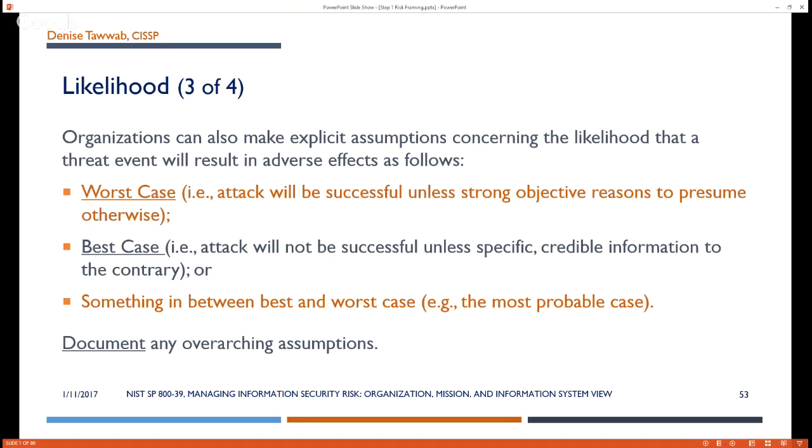Organizations can also make explicit assumptions concerning the likelihood that a threat event will result in adverse effect as follows. You can say worst case, i.e. the attack will be successful unless strong objective reasons to presume otherwise. Best case, the attack will not be successful unless we have specific credible information to the contrary, or something in between best and worst case, the most probable case. And you want to document any assumptions that you make concerning likelihood.